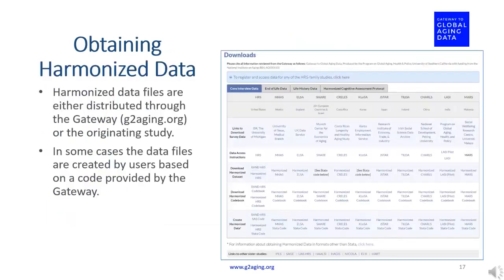You can go to the Downloads page of the Gateway website to find the links to download all of our harmonized datasets, harmonized codebook, and Stata creation code. This data creation code is needed to create the KLOSA and SHARE datasets. All of the other harmonized datasets can be downloaded on the Gateway or at the website of each respective study, depending on the study. On the Downloads page, you can also register for quite a few of the HRS family of studies, including CHARLS, by clicking the link in the blue box at the top of the page.